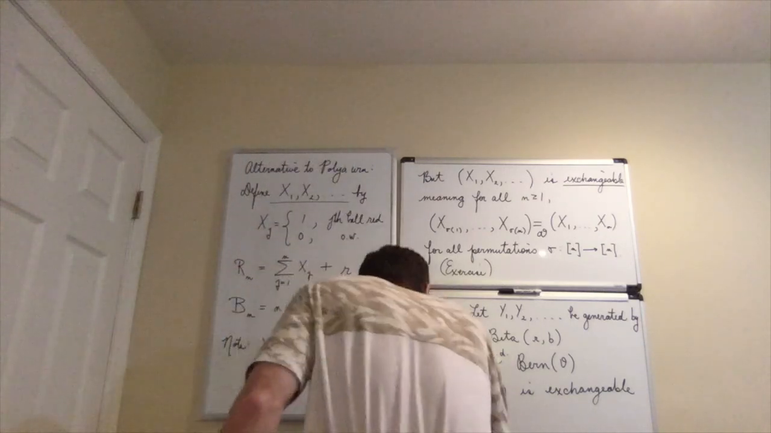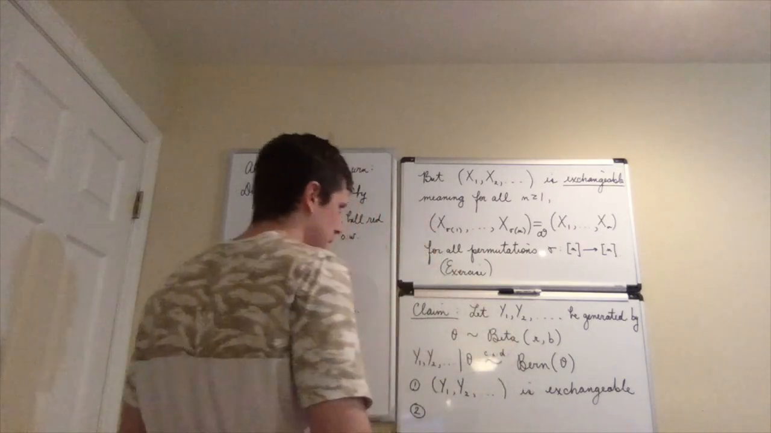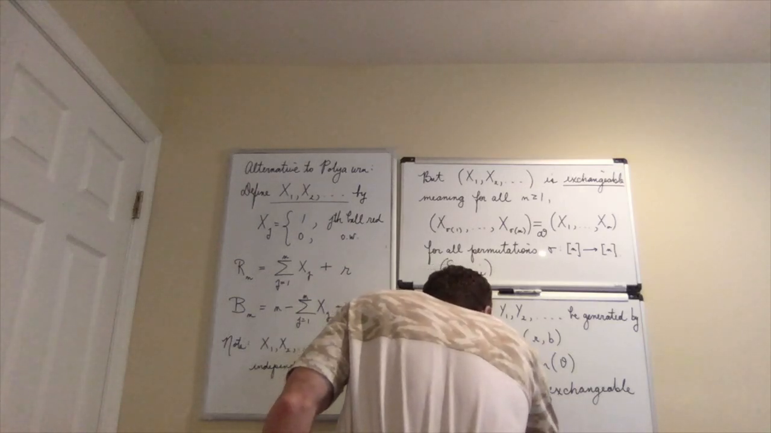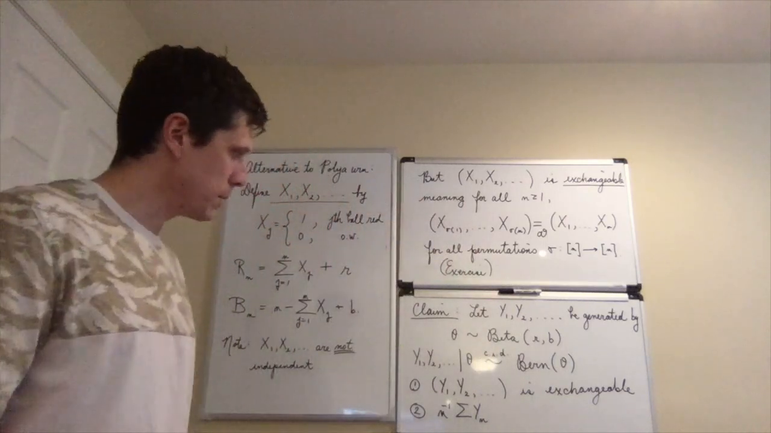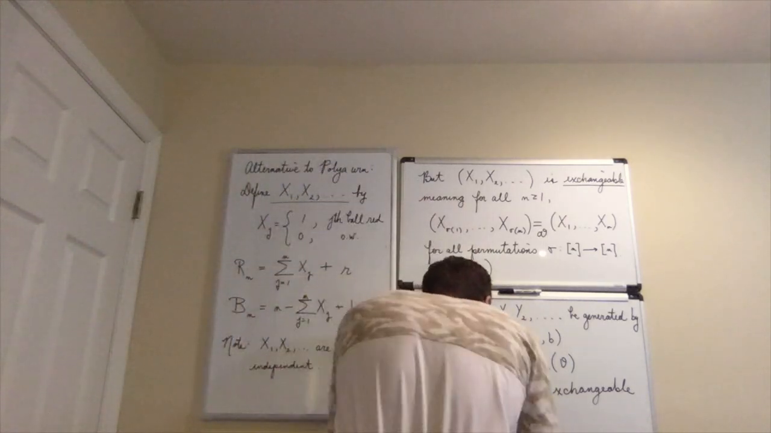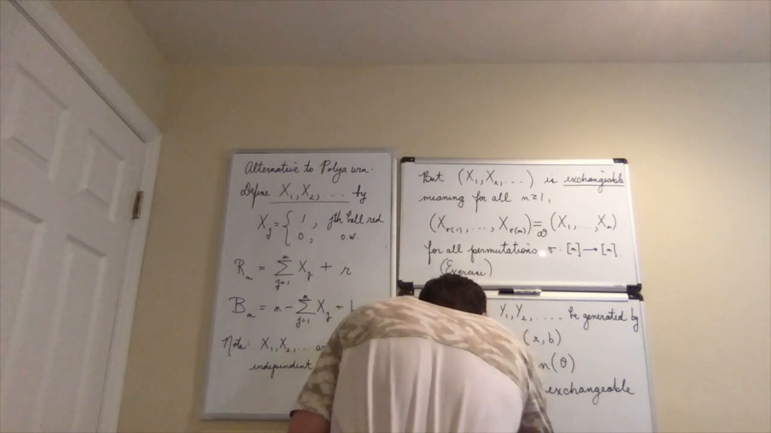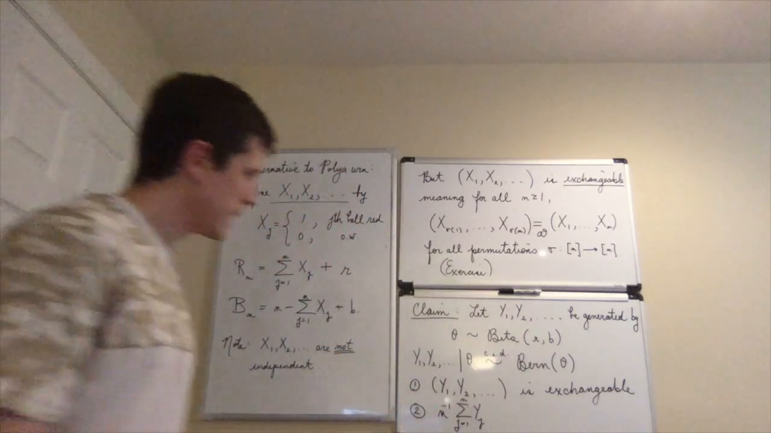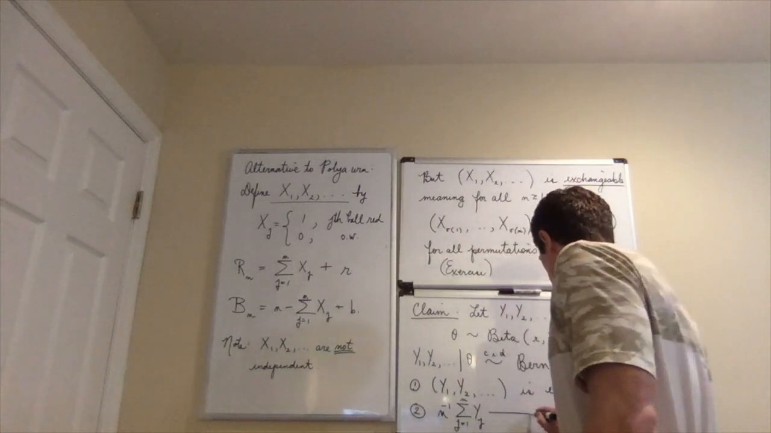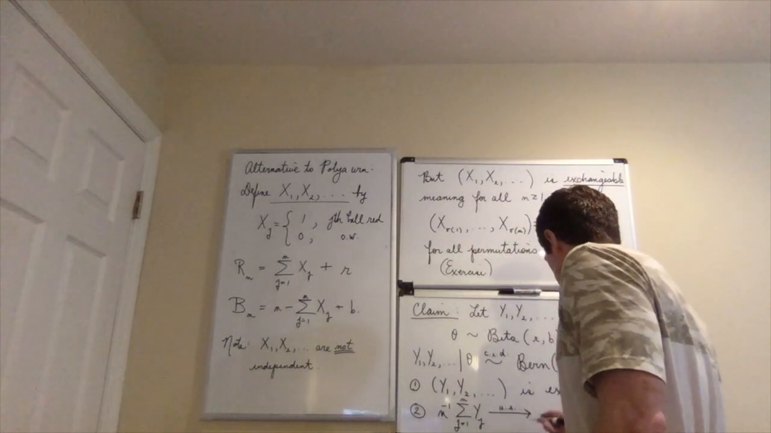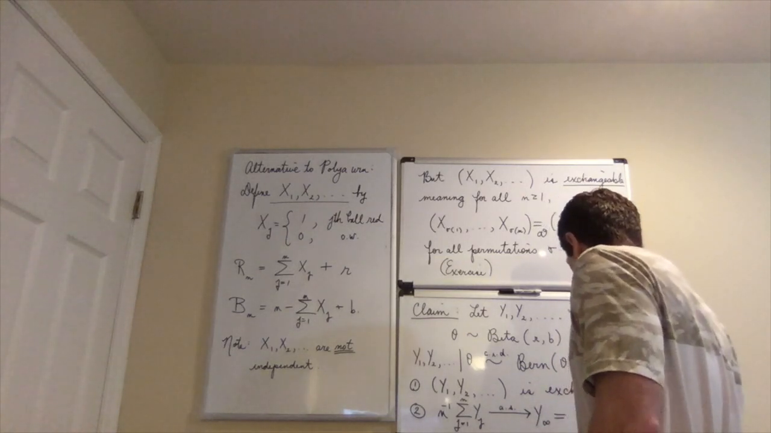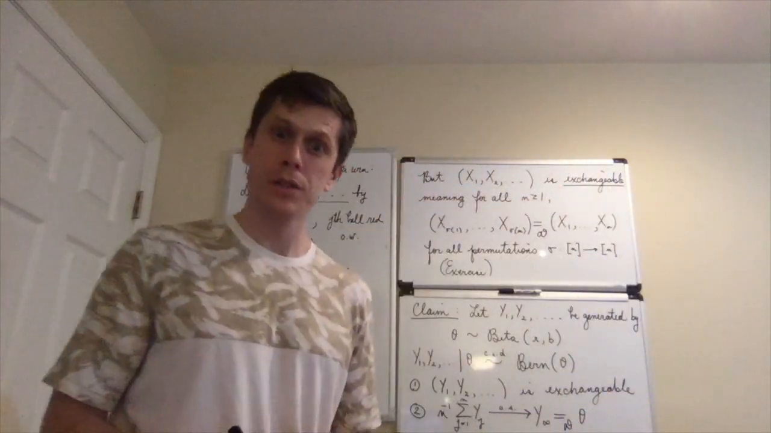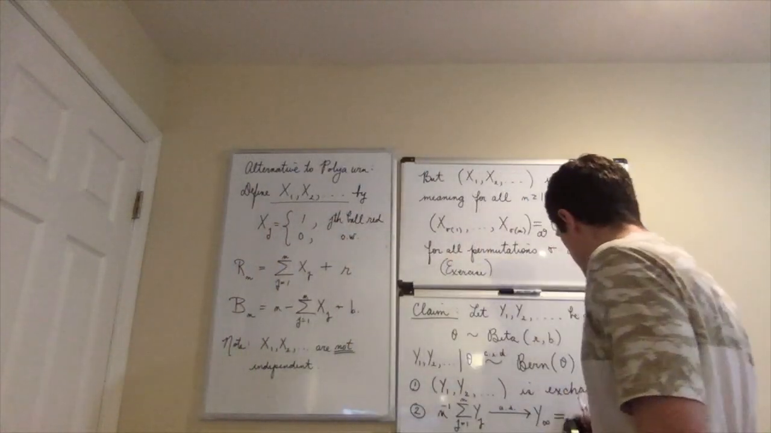And secondly, if we take the empirical mean, the sample mean of the first n of these, the nth partial sums, then this is going to converge almost surely to a random variable y infinity, which is going to be equal in distribution to theta. It's actually converging almost surely to theta.